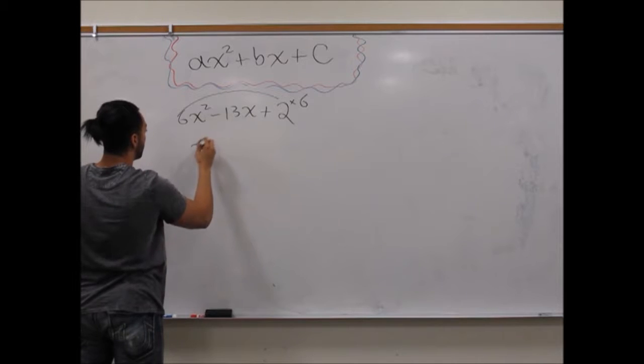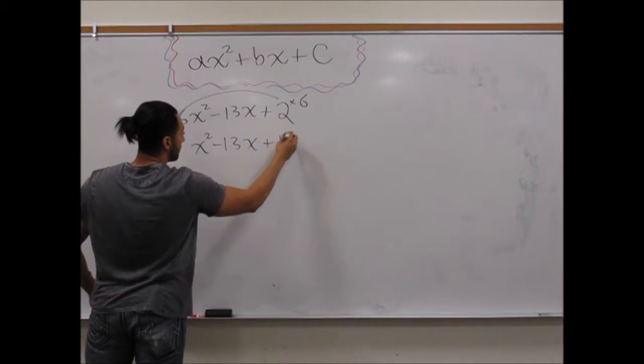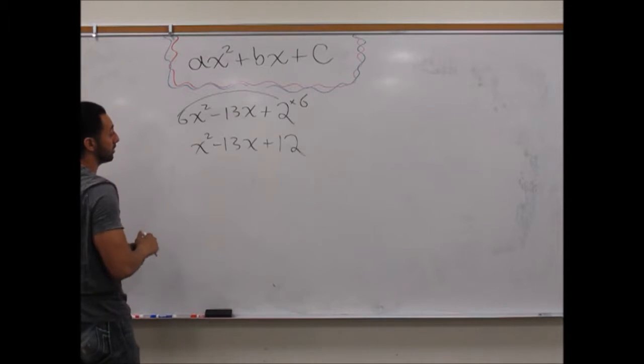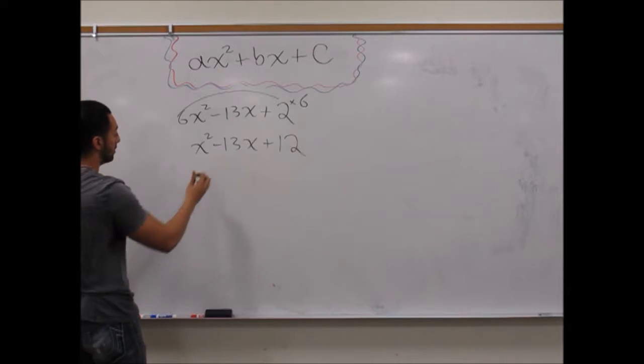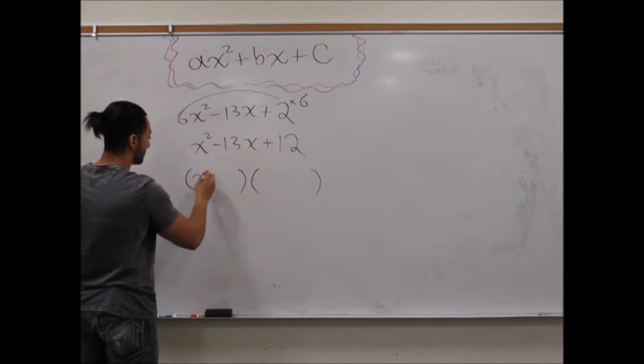So we get x squared minus 13x. 2 times 6 is 12. Now it's just a regular trinomial with the leading coefficient being 1. So we could jump to our parentheses, put our x's there.